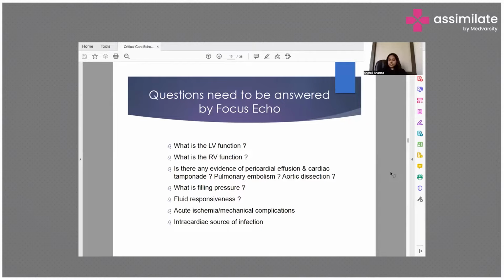Is there any pulmonary embolism present? Is there a possibility of aortic dissection? What is the filling pressure of the heart? How is the patient responding to the fluid? Is there any acute ischemia or any mechanical complication? Or is there any intracardiac source of infection?